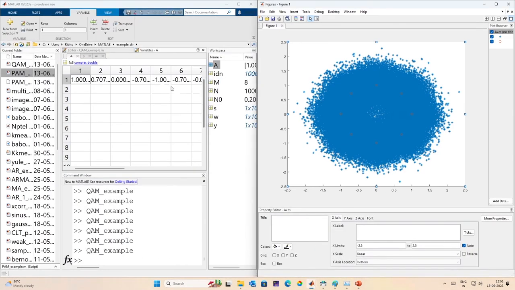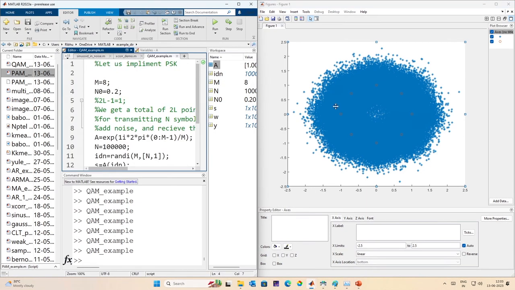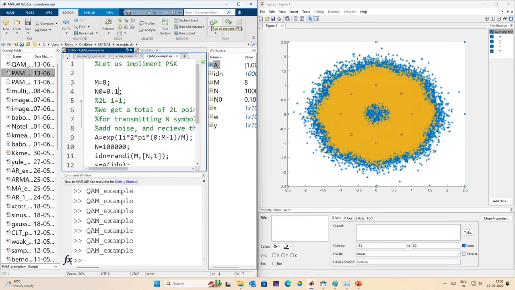So m equals 8 and noise variance 0.2, this happens. Then 0.1, we get another cloud. We get another cloud. And we get a similar figure.